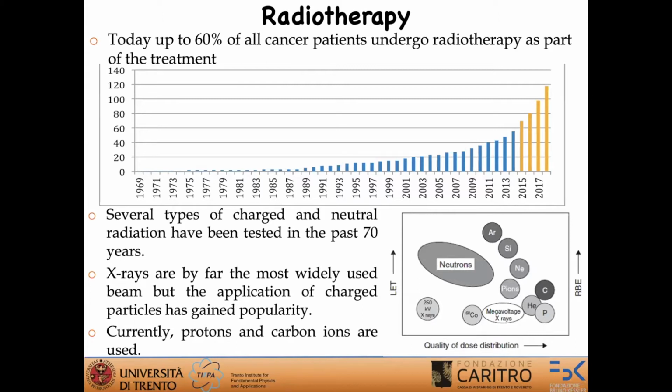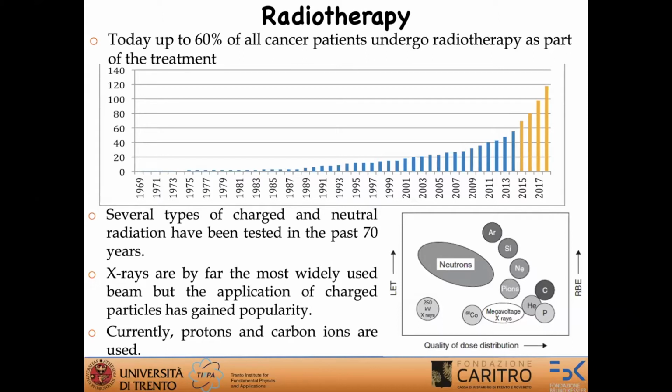In any big hospital, you do have at least one. Now every big hospital is equipped with at least one Linac or more. And so most cancer patients undergo radiotherapy with X-rays. However, in the past 20, 30 years, the application of charged particles has been gaining a lot of popularity.